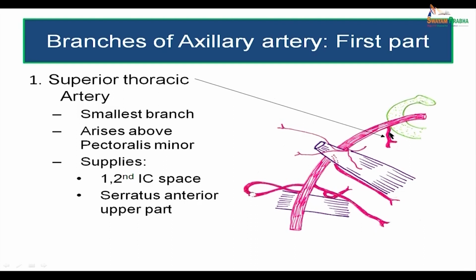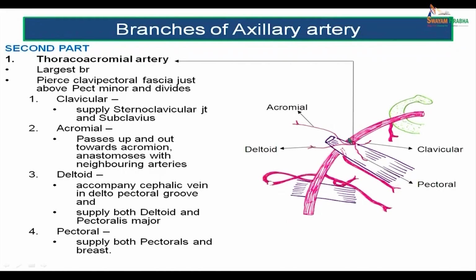The superior thoracic artery is a small branch. It arises above the level of pectoralis minor and supplies the first and second intercostal space and the serratus anterior muscle in the upper part. The thoracoacromial artery is a larger branch.